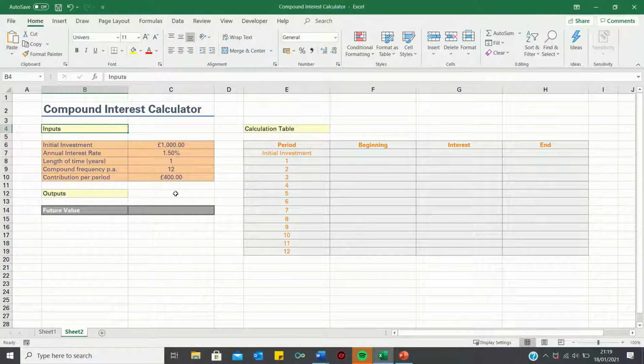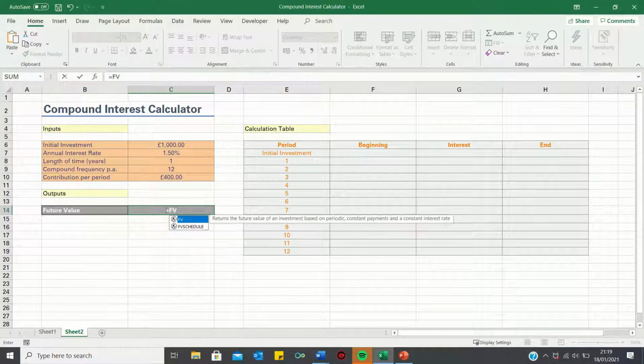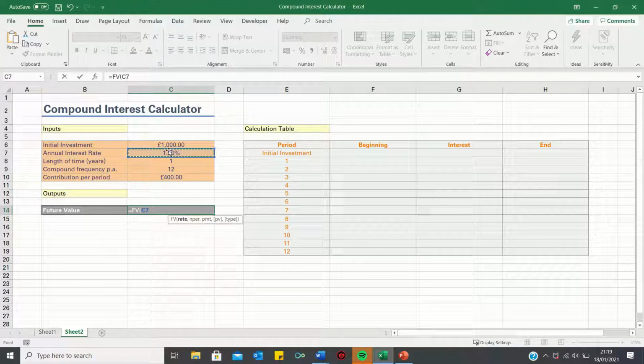Now, based on these inputs, we can then calculate the future value of our savings using the future value function. So we type equals FV, first enter the rate, which is 1.5%. However, since this is an annual rate, we have to divide it by the compound frequency, which is 12, to give the monthly rate. We then input the number of compounding periods, which is the savings term, multiplied by the yearly compounding frequency.